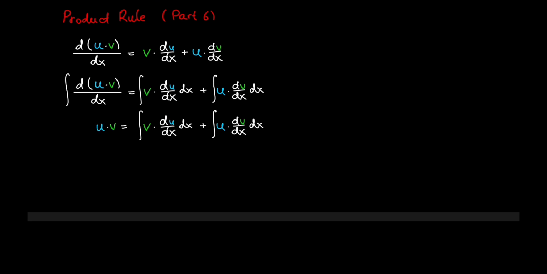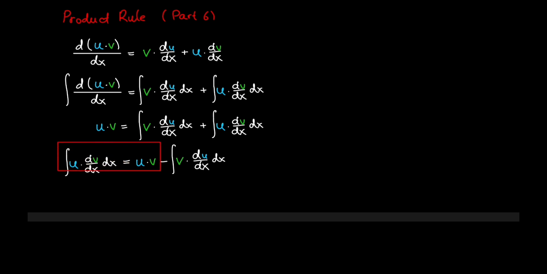And then next, I'm going to do some rearranging. Specifically, I'm going to move one of these integrals to the other side. And finally, the answer is going to be: the integral of u times the derivative of v is equal to the two original functions u and v multiplied together, minus the integral of original v times the derivative of u. And this right here, ladies and gentlemen, is the rule for integration by parts, more specifically the formula.